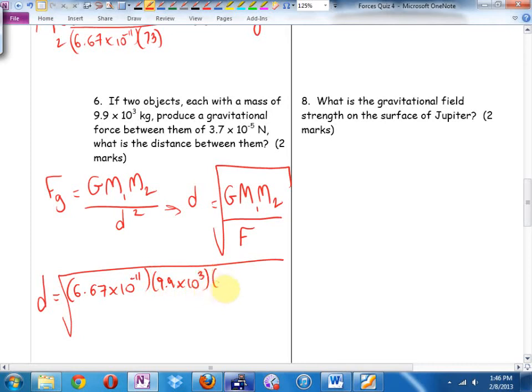Oh, you know what? Is each mass identical? Then I'm going to be lazy and just go like this, times another one. That was clever. I should have noticed that sooner, though. Divided by, I need a force. Oh, there's newtons. 3.7 times 10 to the negative 5.